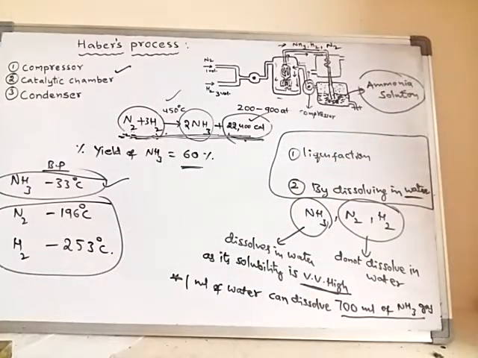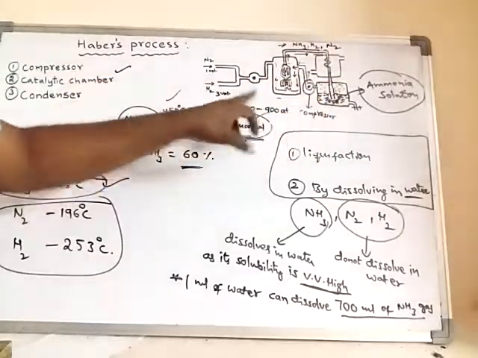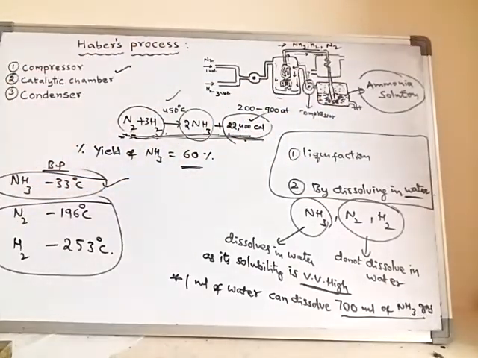From ammonia solution we can easily collect ammonia, and from liquid ammonia also we can easily collect ammonia. So in this way ammonia gas can be obtained. All these processes together are called Haber's process. Okay, so like this Haber's process can be studied. Okay, right. So we will learn the other things in the next video.